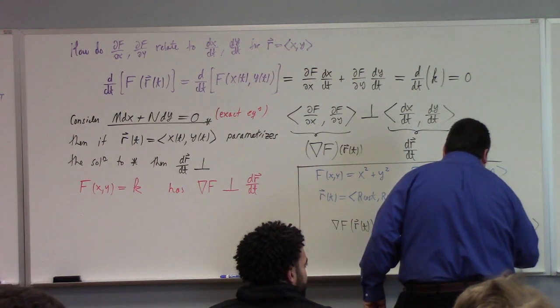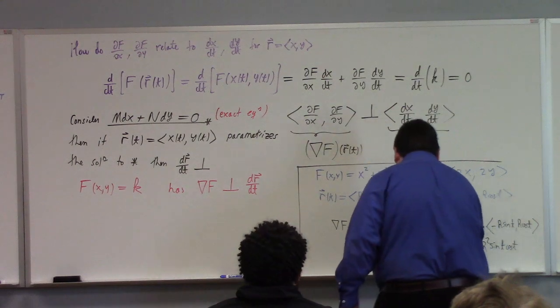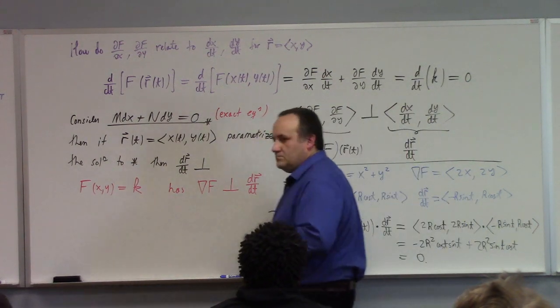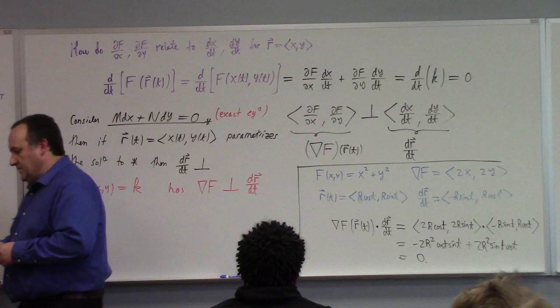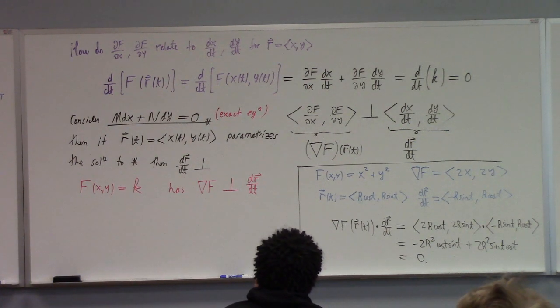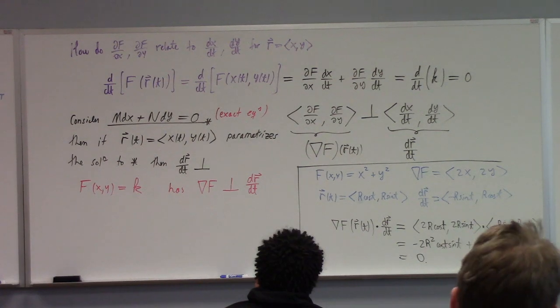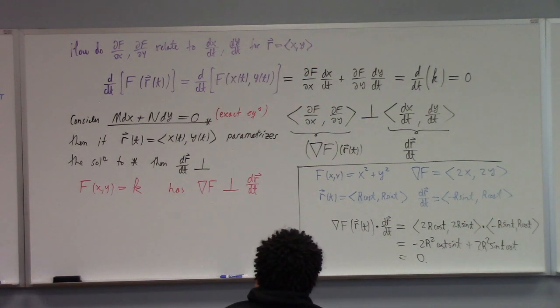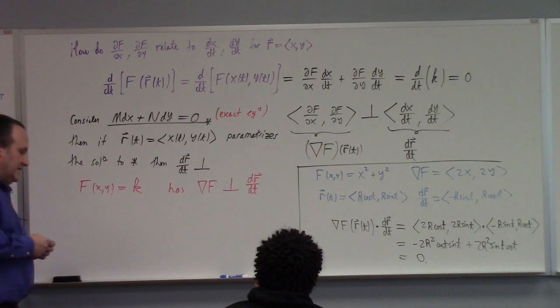Yeah. So what happens here? You got yourself a 0. All right. So the tangent vector to the parameterization has to be perpendicular to the gradient vector of the level curve, which forms the solution. This is the relation between these things.